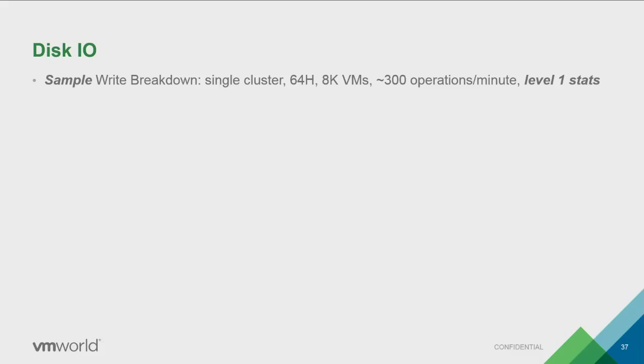So, I'm going to give you a sample chart. In this chart, it's going to show you the I/O breakdown for a setup that I have which has 64 hosts and 8,000 VMs and is running about 300 operations a minute. Now that's a pretty high churn environment relative to most customer standards. I say that the largest customer setups I typically see are in the order of, say, 20 operations a minute, so this is quite a bit more than that. And I also am going to point out that this is using the default stats level of stats level 1.